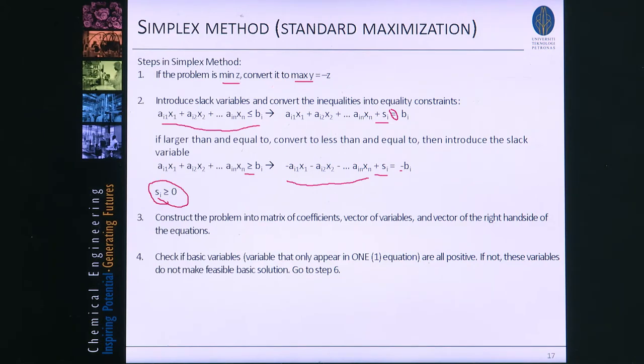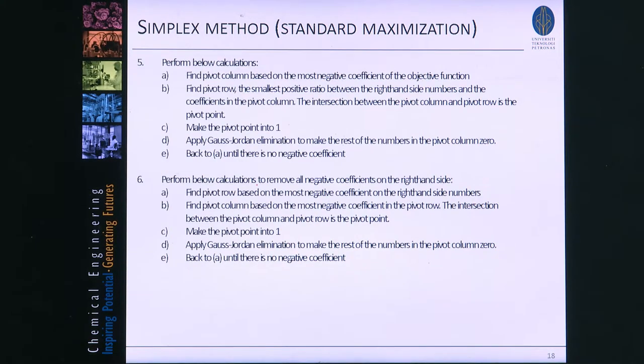And then once we have the maximization, and the constraints all in the form of equality constraints with the slack variables, we convert them into a matrix of the coefficients, a vector of variables x1, x2, x3, and so on, and the vector of the right-hand side of the equations, the b's. Number four, check if the basic variables, meaning the variables that only appear in one equation, are all positive. If not, then these variables do not make a feasible basic solution. And then we go to step six, which is to remove all negative coefficients on the right-hand side.